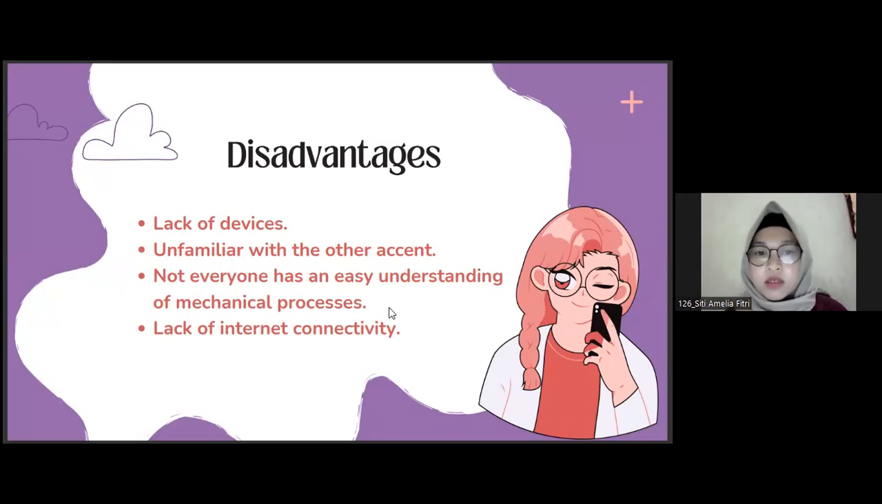Next, unfamiliarity with other accents, because the pronunciation of English in many countries is different. Next, not everyone has an easy understanding of mechanical processes, such as not understanding how to run an application to access media in practicing listening skills. And the last one is the lack of internet connectivity, because sometimes students find it difficult to get a good internet signal, so they feel less focused when listening to videos or songs on YouTube. Okay, that's all from me. I give it back to the moderator.